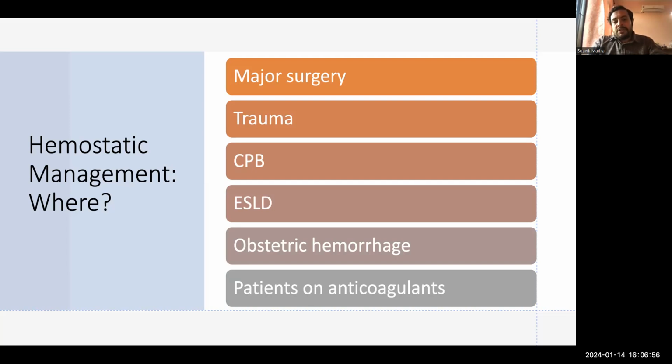Thirdly, the cardiopulmonary bypass. Cardiopulmonary bypass is a different physiological concept where during the bypass, there is activation of the inflammatory mediators, there is blood loss, there is hypovolemia, which is managed by crystalloids and colloids. All these factors contribute to the postoperative blood loss along with the platelet dysfunction, which is unique in this scenario. Fourthly, end-stage liver disease.